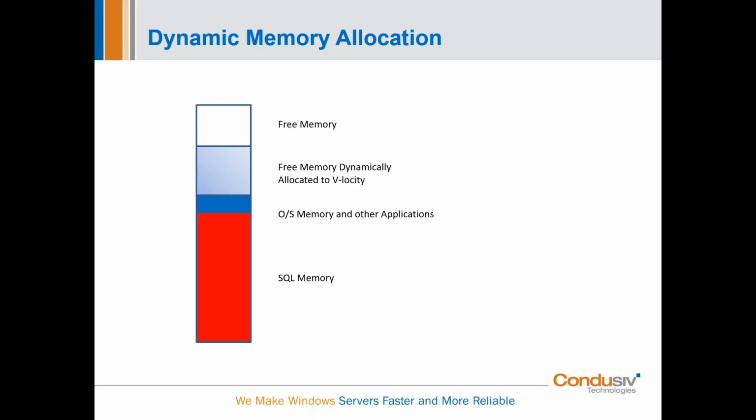So you can see how it dynamically fluctuates up and down, but always keeps a certain amount of memory free and available, and then adjusts itself accordingly based upon what's free, what's available, what's in use, and what kind of benefit we can provide.